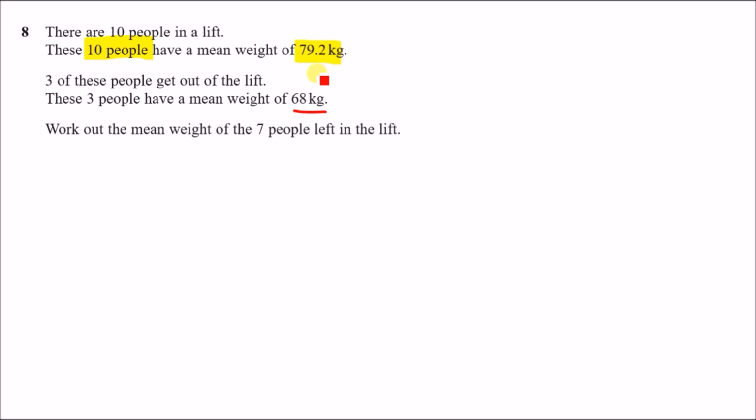Now, how to work this out? For this kind of question, we always use something known as the weighted mean equation. The way it works, we have a first group. Let's split these 10 people into 2 groups. Group A is 3 people, and group B is 7. Let's label them A and B.